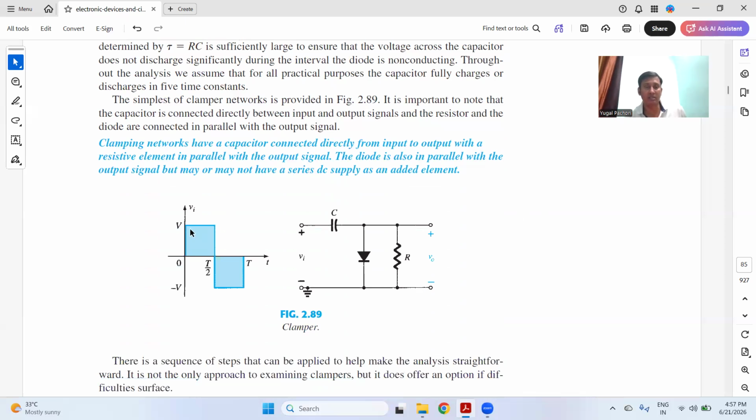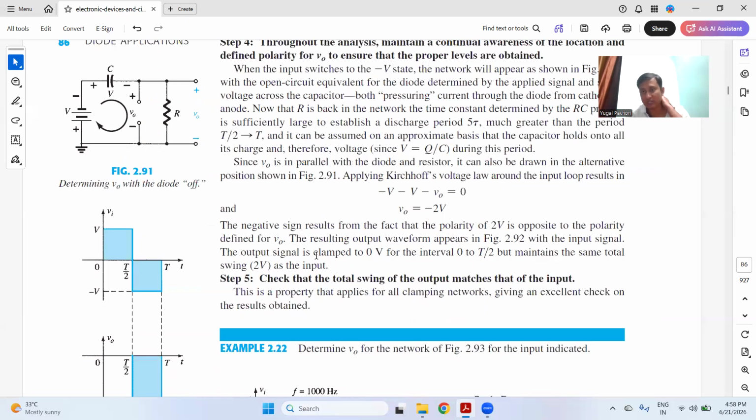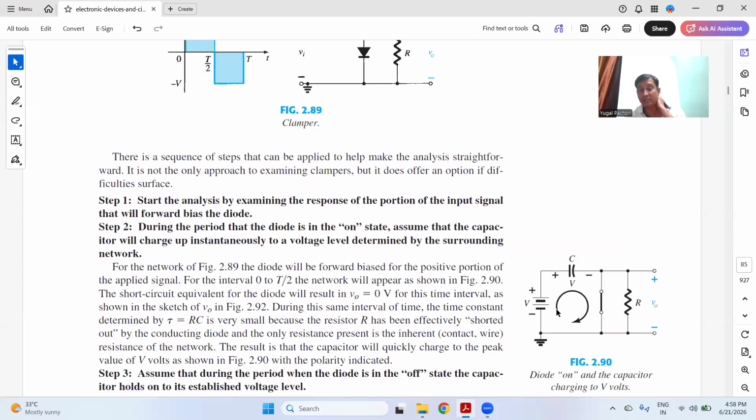So you can see there is an input. Vi is the input. V naught is the output. And you can see there is a diode, a resistance, and a capacitor. The capacitor will get charged in one of the cycles, and in the other cycle it will get discharged. So you will get the output in both cycles. That's why the waveform gets shifted from one voltage level to another voltage level, and in English we call it clamping. So you can see the operation like this is the voltage.